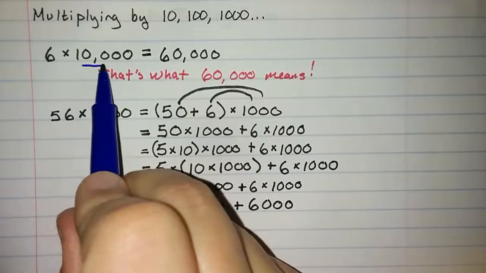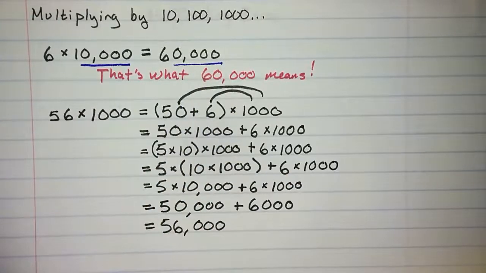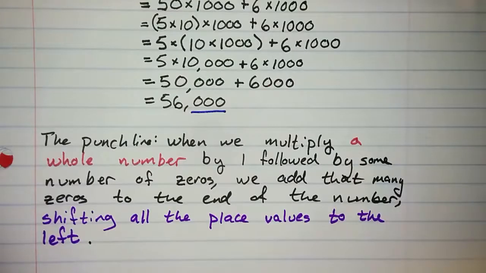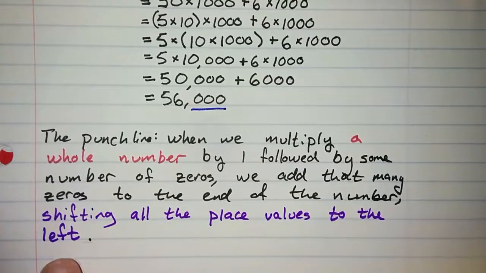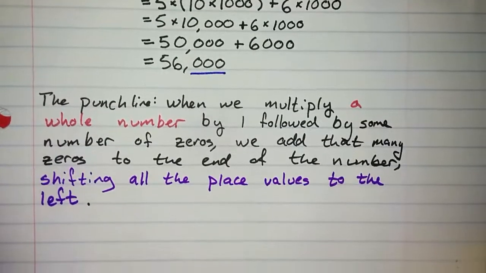We notice a pattern here, don't we? When we multiplied by 10,000, it just added 4 zeros on the end. When we multiplied by 1,000, it just added 3 zeros on the end. And in fact, that's the moral of our story. When we multiply a whole number by 1 followed by some number of zeros, we add that many zeros to the end of the number, shifting all the place values to the left. Of course, multiplying by 10 or 100 or 1,000 or 1,000,000 changes the number we're multiplying. It makes it bigger. All of the place values shift when we multiply by 10 or 100 or 1,000.